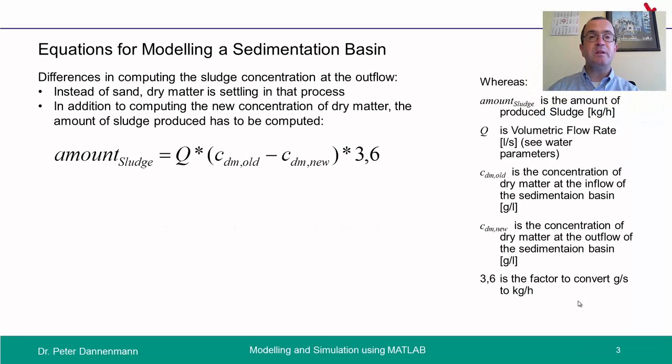In the sedimentation basin, in addition to computing the new concentration of dry matter, we also want to know the amount of sludge that we produce. For this computation, we use the simplifying assumption that the produced sludge is computed by just multiplying the difference in the concentration of the dry matter at the inflow and outflow of the basin by the volumetric flow rate through the plant. The formula that describes this behavior can be seen on the slide.